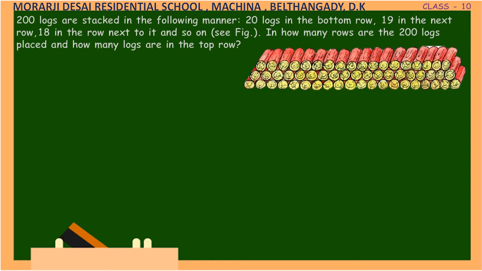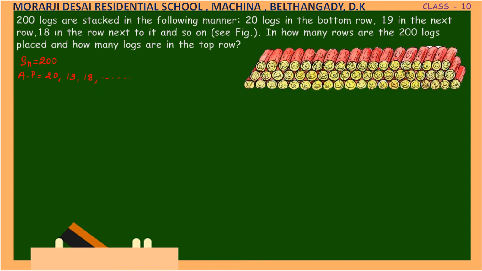See here, in total we have 200 logs. That is, Sn is equal to 200, and 20 logs in the bottom row. It can form an AP. That is 20 in the bottom row, 19 in the next row, 18 in the next row, and so on. And in total we have 200 logs.